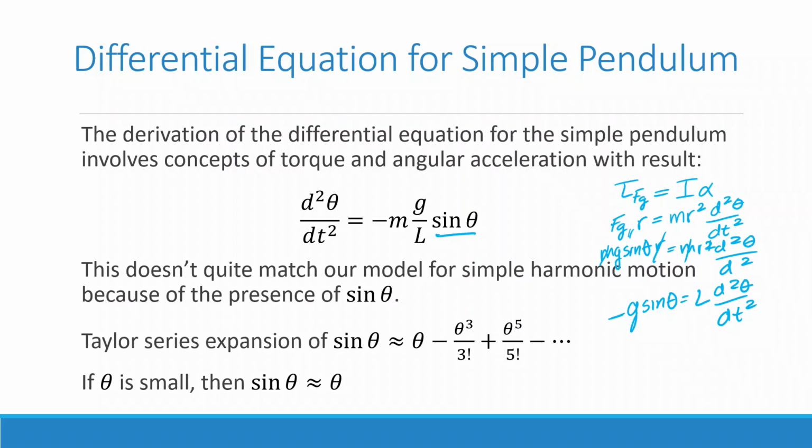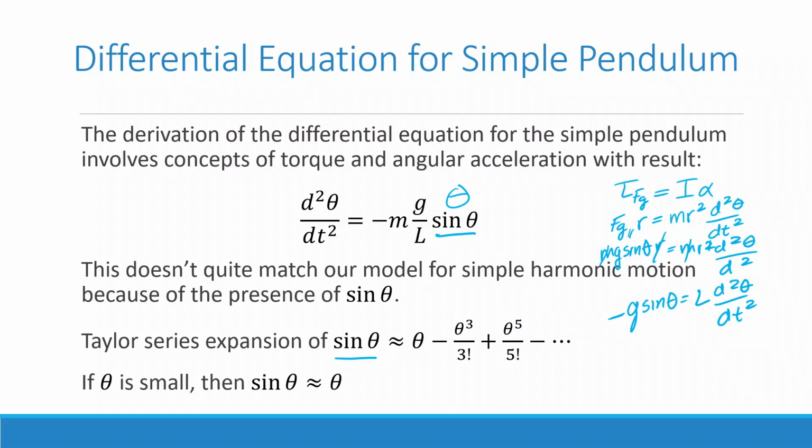So what we have to do is find a way to make this resemble a little more our simple harmonic motion, because theoretically this really just needs to be a theta. It can't be sine theta in order for it to be simple harmonic motion. So if you have had a course on infinite series, which is usually tacked on somewhere in your calculus sequence, Taylor series expansion would give us sine theta is approximately equal to theta minus theta cubed over 3 factorial plus theta to the 5th over 5 factorial minus, and it just keeps on repeating in a Taylor series.